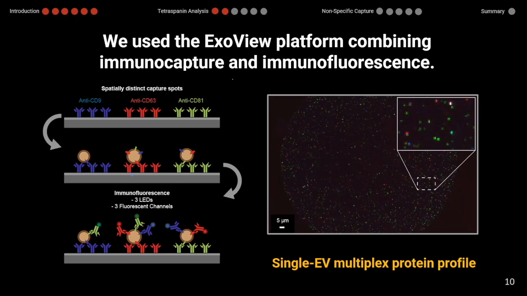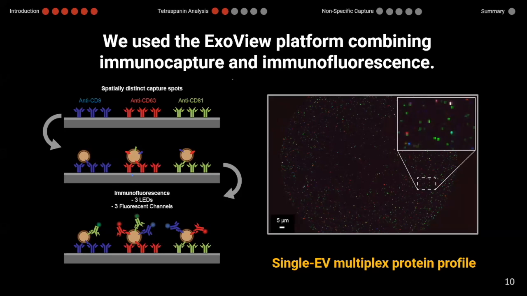So here at right is some of the raw data, and you can see at that top right corner there a white single spot, which indicates that we have a single EV with all 3 of these fluorescent antibodies, indicating all 3 tetraspanins were labeled. So this is great. It gives us a way to look at these single particles and their individual expression of these different tetraspanins.